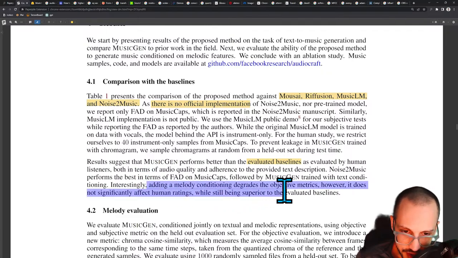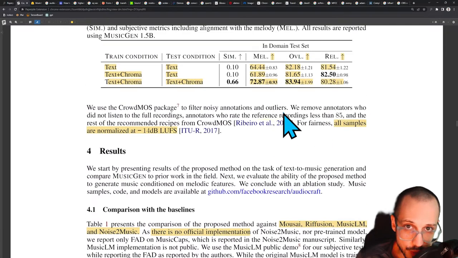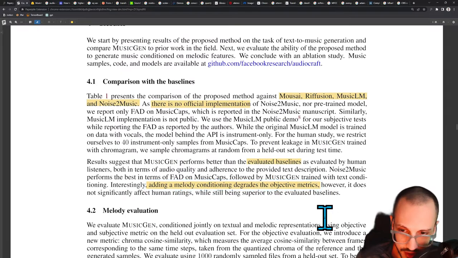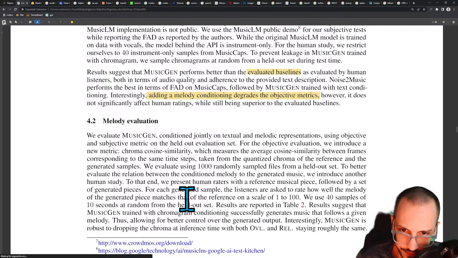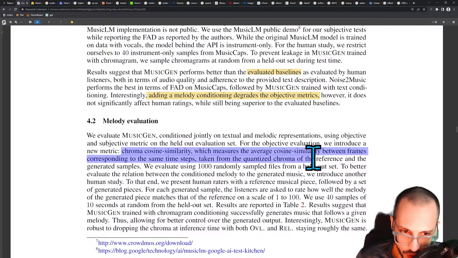Yeah, adding melody conditioning degrades the objective metrics, which is what we were seeing from these tables. However, it does not significantly affect human ratings. We introduce a new metric, chroma cosine similarity, which measures the average cosine similarity between frames corresponding to the same time steps taken from the quantized chroma of the reference and the generated samples.